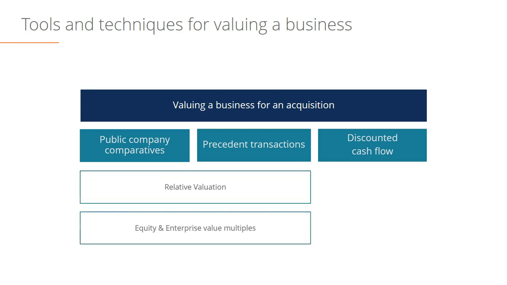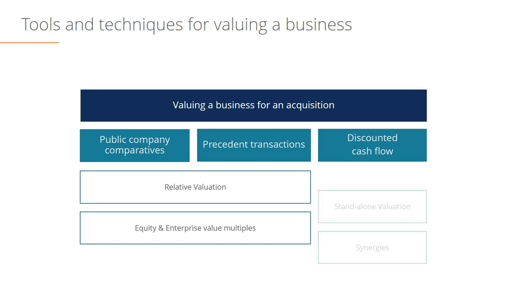So as I mentioned, the first two, public company comparables and precedent transactions, are a form of relative valuation. They typically look at equity multiples and enterprise value multiples. In the next section, we'll talk about the difference between those two.